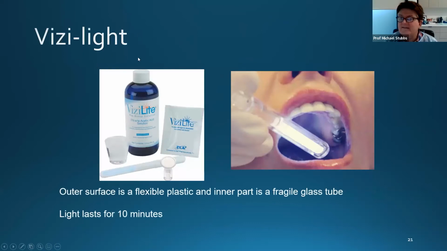The VisiLight is a chemiluminescence. It's basically a plastic tube with a glass insert that you break, and the patient rinses their mouth out with this mouthwash, which is 1% acetic acid, just to get rid of all the saliva coating. And then when they place the light into the mouth, it highlights areas as white where there's a lot more cellular content compared to those where there's not.